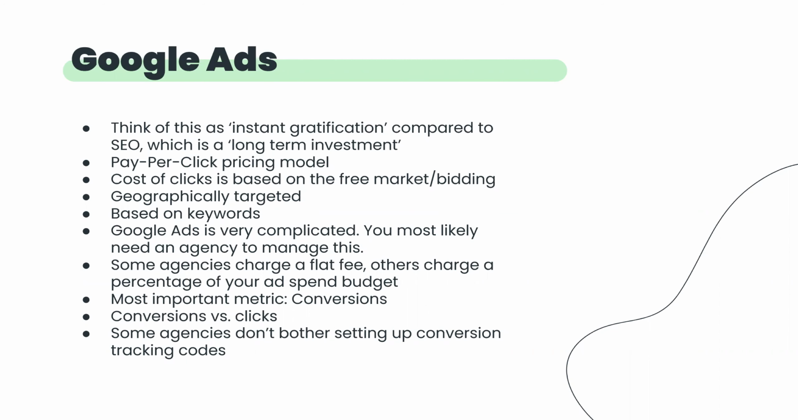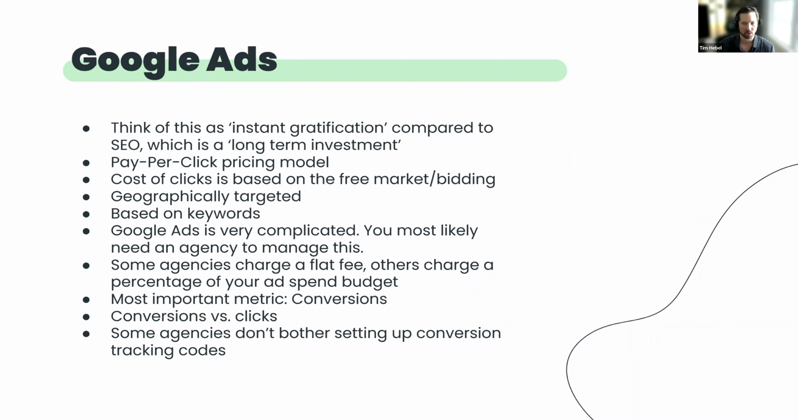Okay. So for Google Ads, think of this as instant gratification compared to search engine optimization, which is more of a long-term investment. We'll get more into search engine optimization later, but essentially SEO is something that takes 6 months, 9 months, a year, maybe even more. It's part of a long-term strategy, whereas with Google Ads, the moment they're running, you start getting results right away.